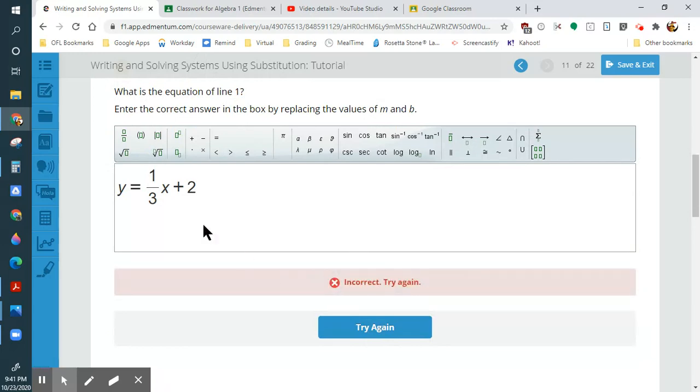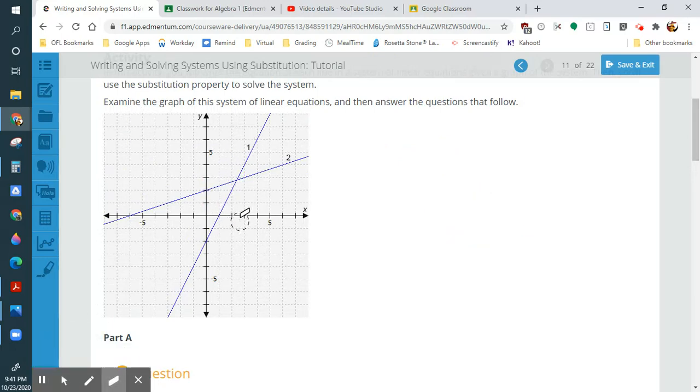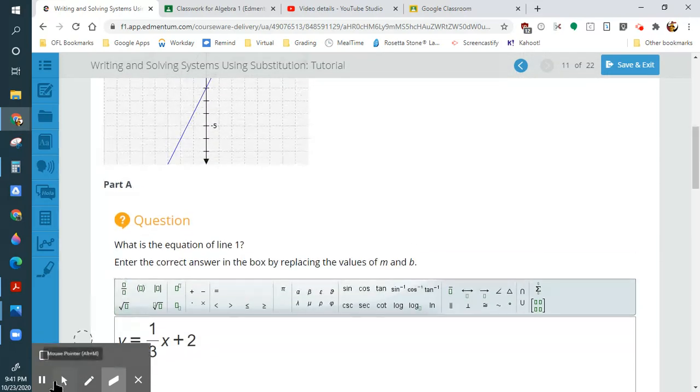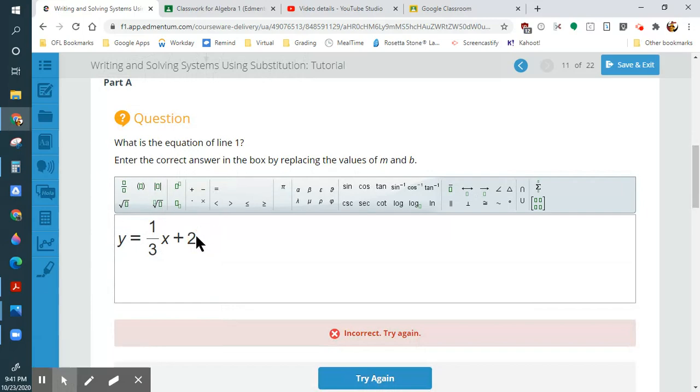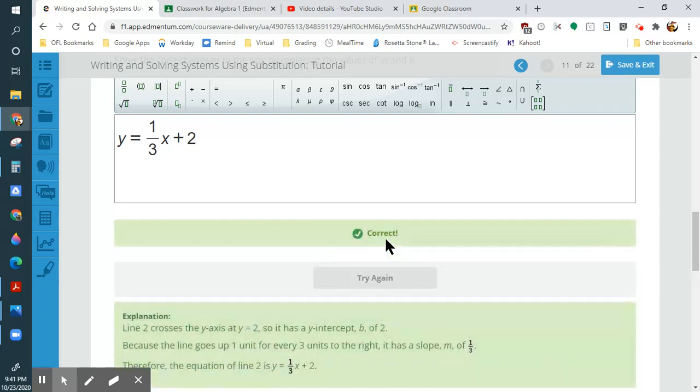Let's solve that. Incorrect. I wonder if this thinks, give me a second, because Edmentum likes to mess with me. Nope. Oh, shoot. I just realized, guys, that I did it for line 2. Well, since I already have line 2, might as well take advantage of that. So I did the second line. I'm going to plug in the second line right now since I already have it. So I'm going to do that. And it was an intersection of 2, so we'll just do it there.